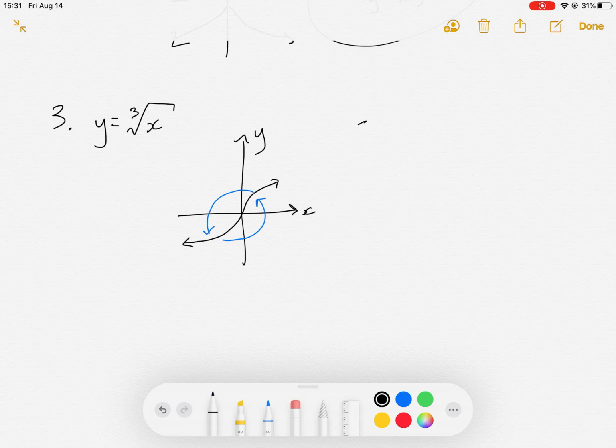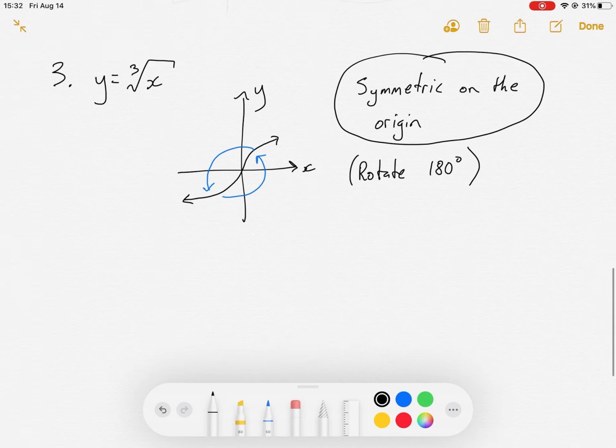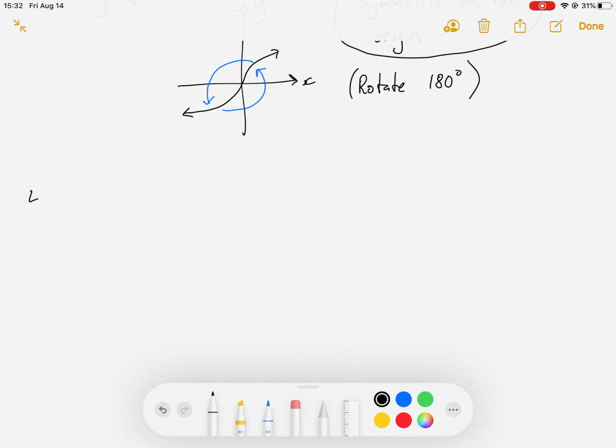And this one we say is symmetric on the origin. What this means is that it can rotate 180 degrees and end up back where it started. So we now have 2 symmetries. We have origin symmetry and we have y-axis symmetry.